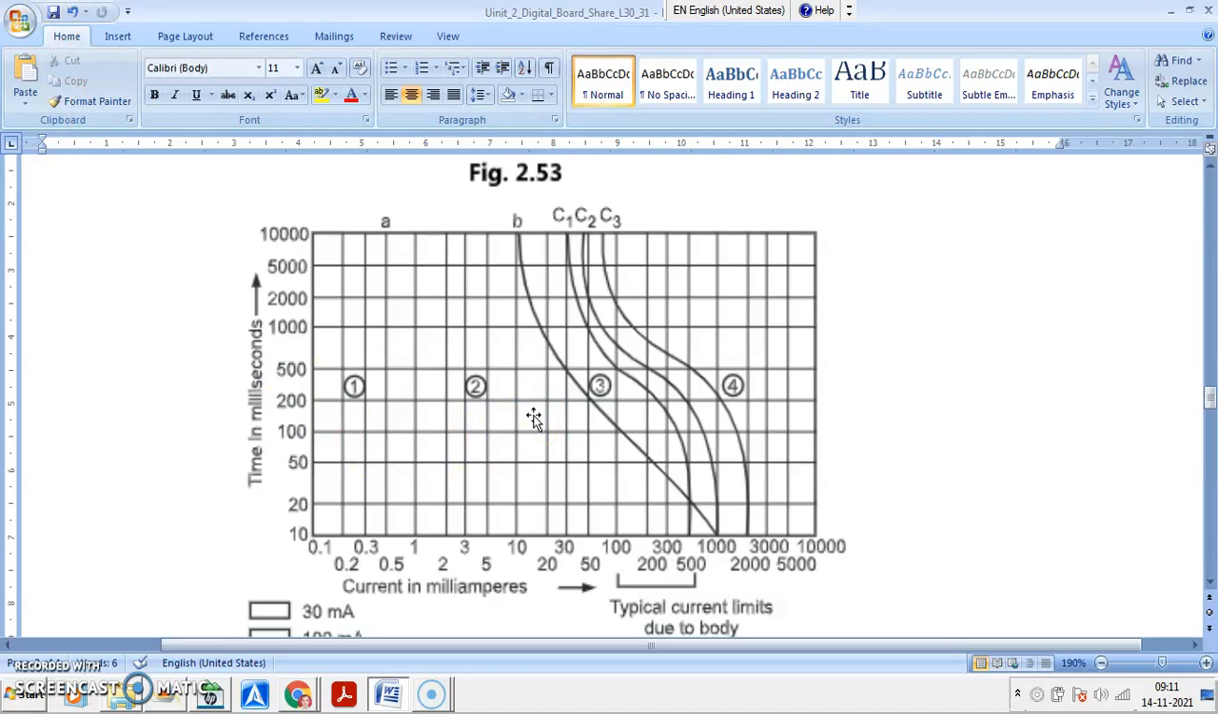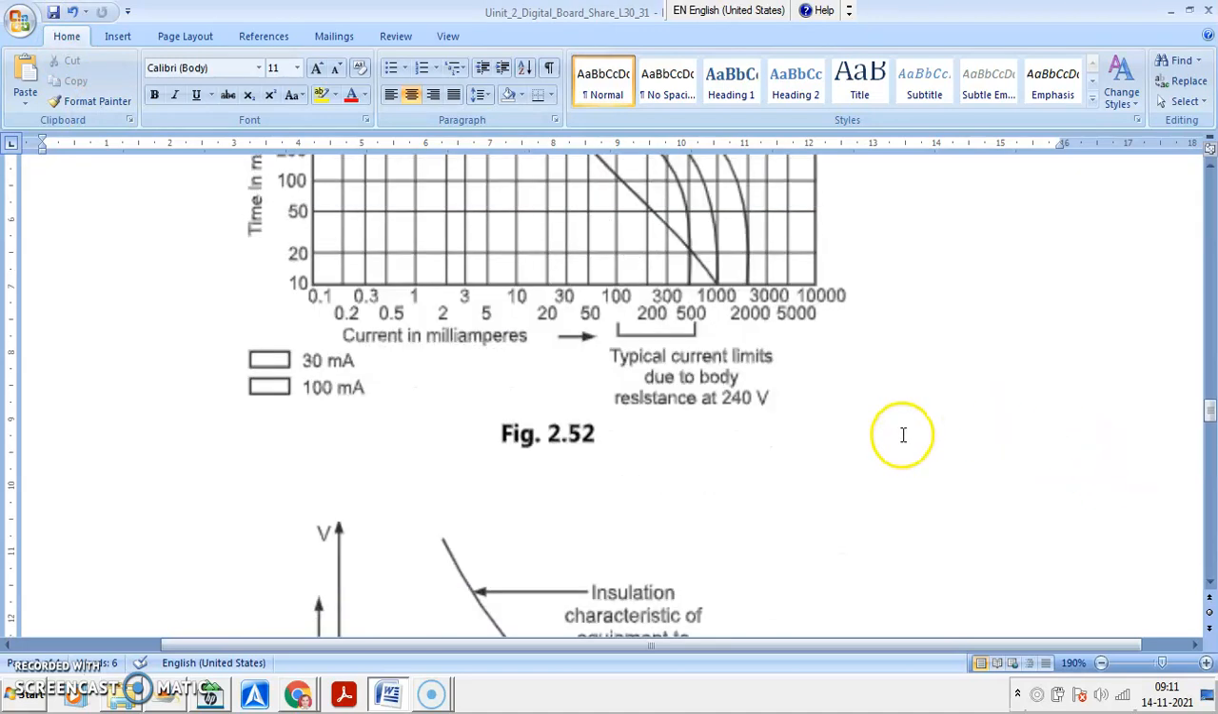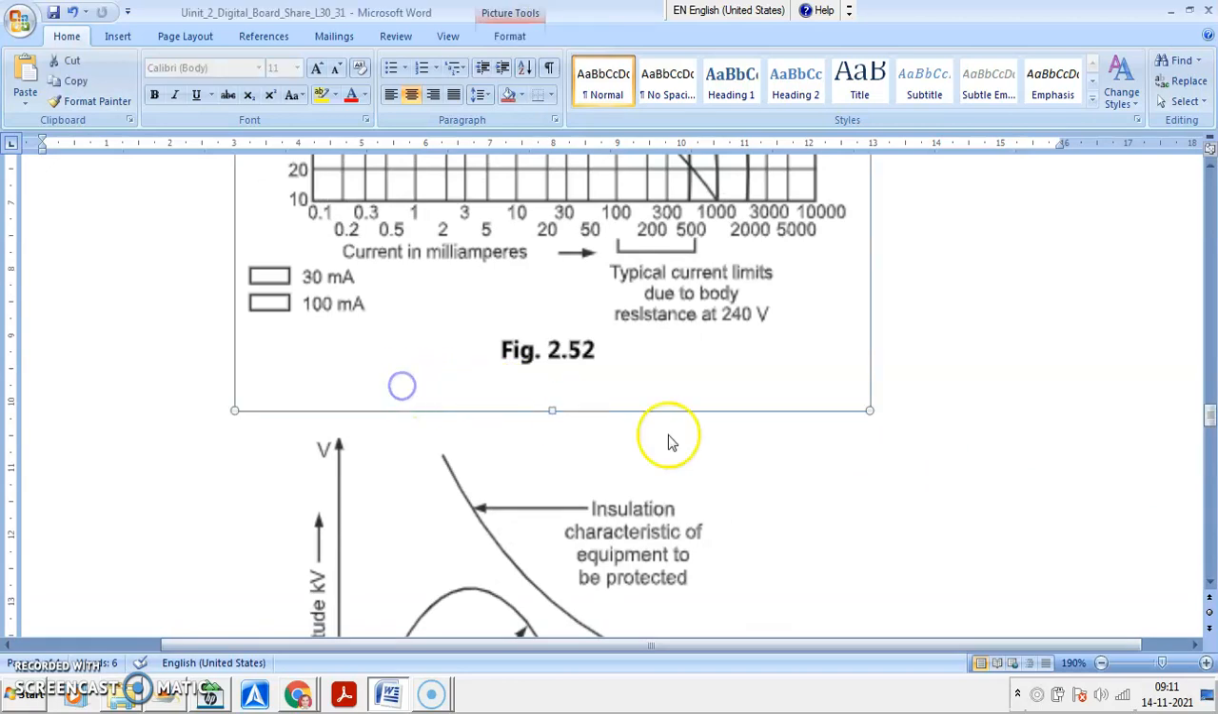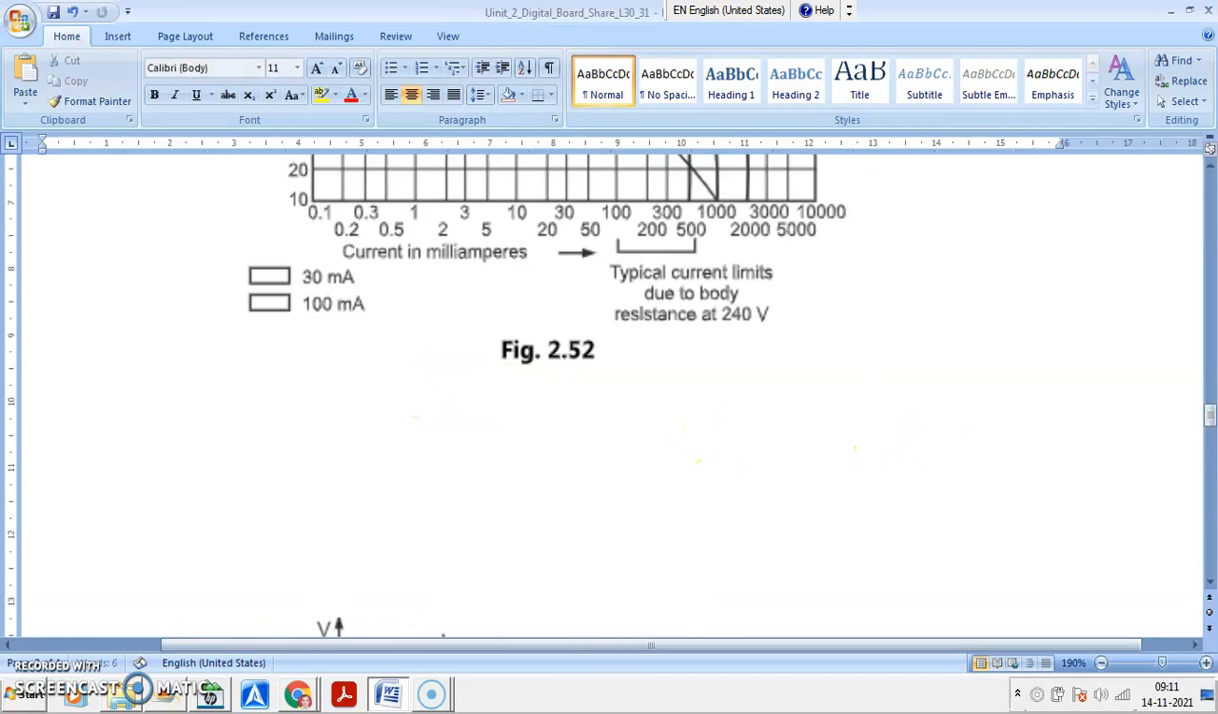Then sometimes you may be asked to compare fuse with MCB. You can be asked a comparison of fuse with MCB. So fuse and MCB. Fuse is especially prompt, with quick action. MCB takes more time to operate. You have to replace the fuse, you have to reset the MCB.